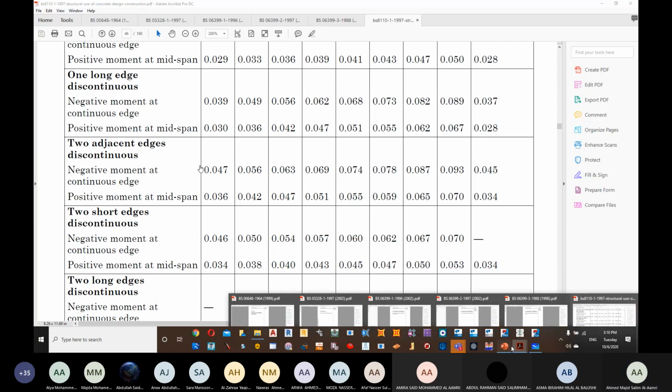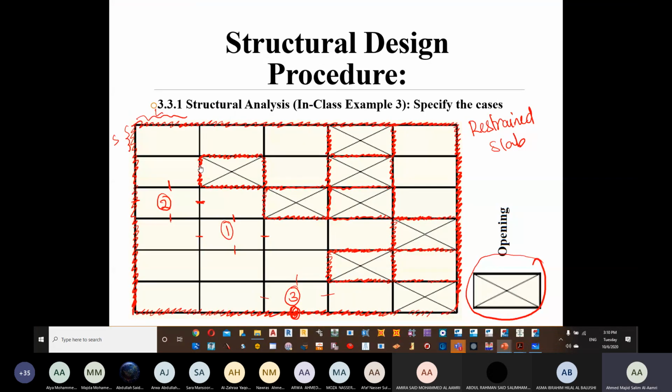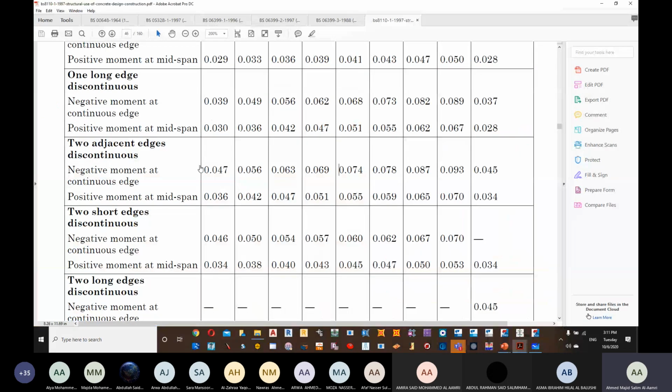If I take for example this one, as Abdullah said, normally they are going to be in the corners, but not all the corners. So here you can see there is one long edge discontinuous, one short edge discontinuous, and two continuous. Are we clear for number 4? When I say two adjacent edges discontinuous, it means one short, one long.